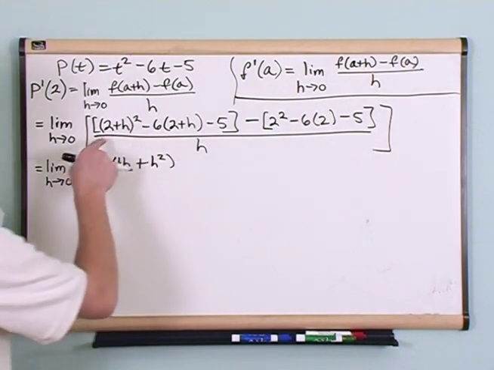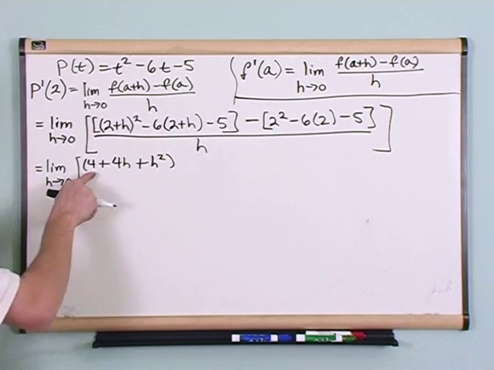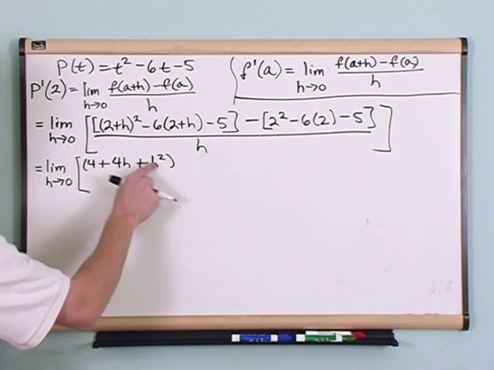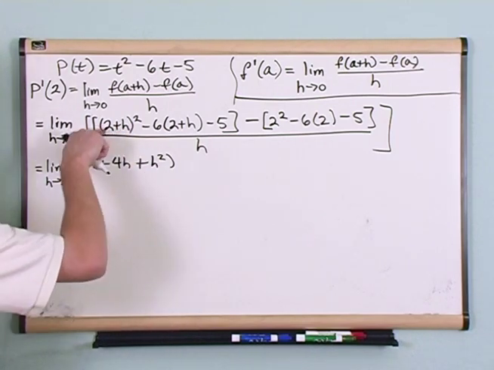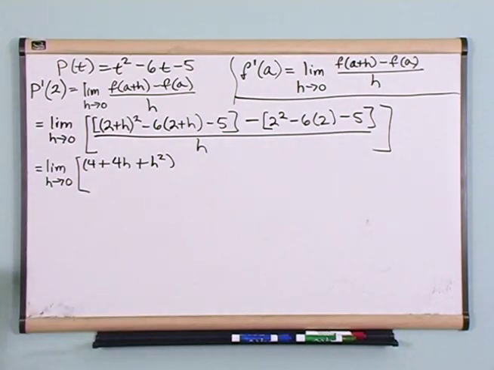All this is FOIL. The first term times the first term is this. The last term times the last term is this. And then you get the middle term. It's just 2 times the first times the last. If you go and review your FOIL, then you'll figure out that that's what that's equal to.